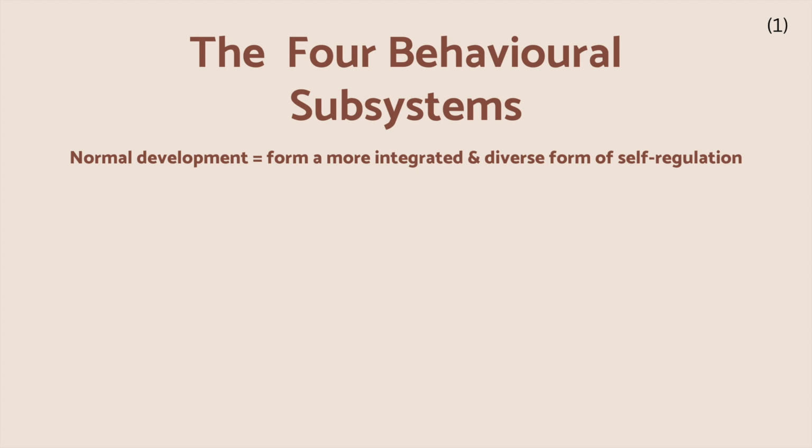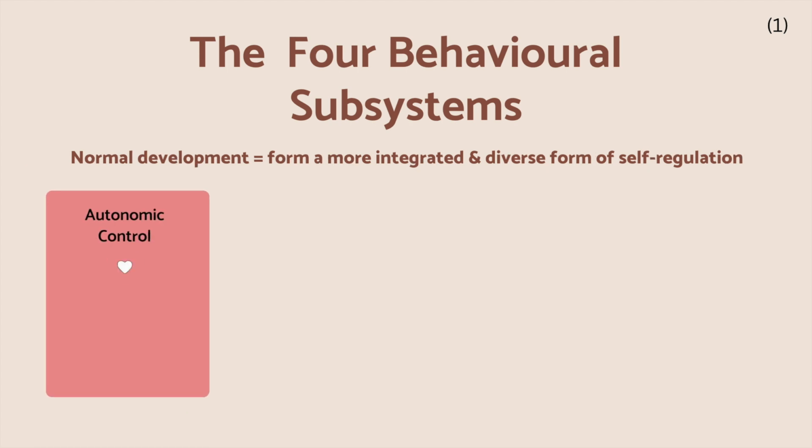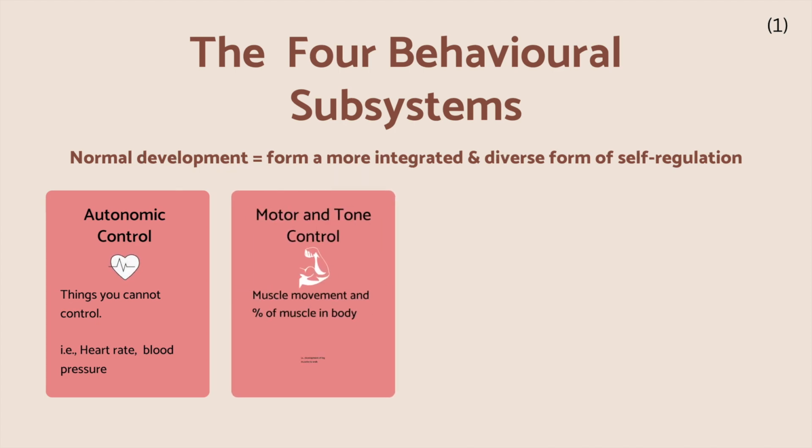There are 4 behavioral subsystems that help the infant interact with the environment. The first is autonomic control. This encapsulates things that you cannot control, such as your heart rate and breathing. The second is motor and tone control. This encapsulates muscle movement and the proportion of your body that is made up of muscle. For example, this system would help with the development of the muscles in your leg that help you walk.